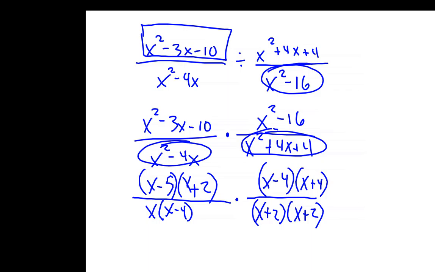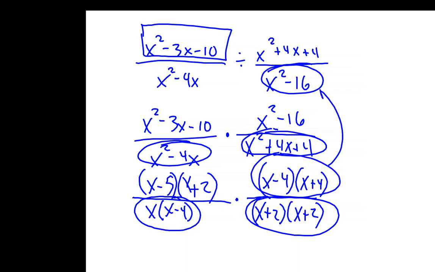So this is the other extra step involved here. You have one extra location to look for restrictions. So I'm looking for restrictions here and here because they are currently denominators, and here because it used to be the denominator originally. Does that make sense?